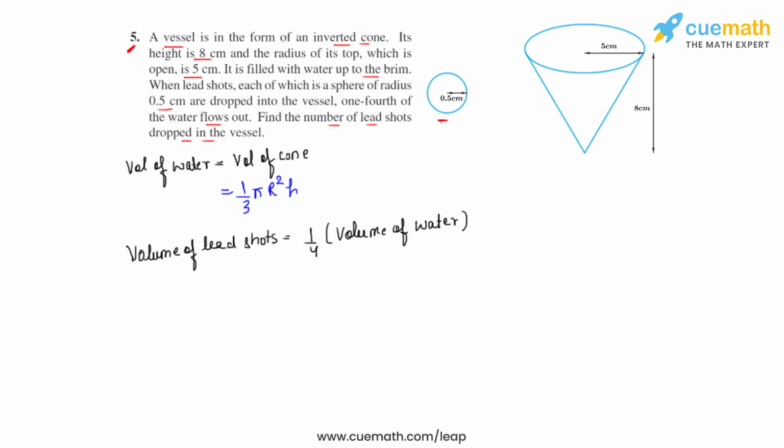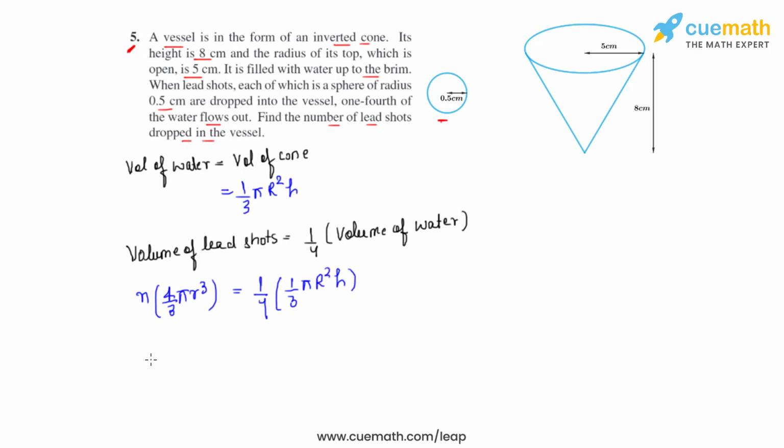So as the volume of the lead shots has to be found, and we do not know the number, let's say the number of lead shots is n. So n times the volume of one lead shot, that is the volume of one sphere, which is 4/3 pi small r cube. Because the radius of the sphere and the cone is different, we have taken the radius of the sphere as small r. This will be equal to 1/4 times the volume of water, which we have just now found out as 1/3 pi R square h.